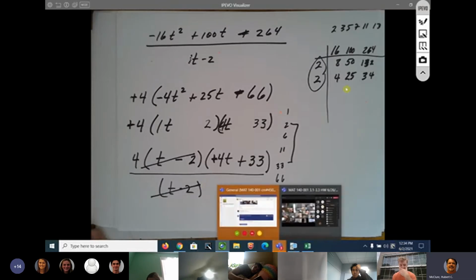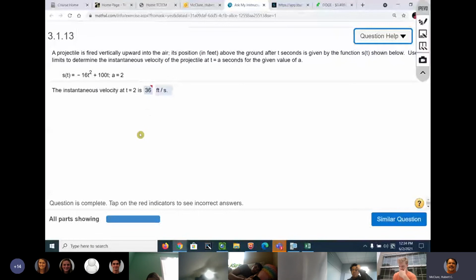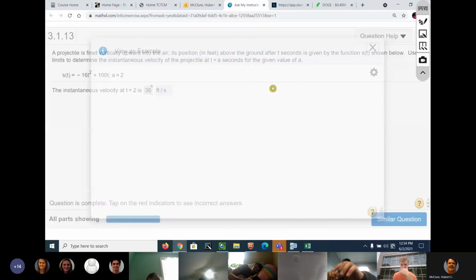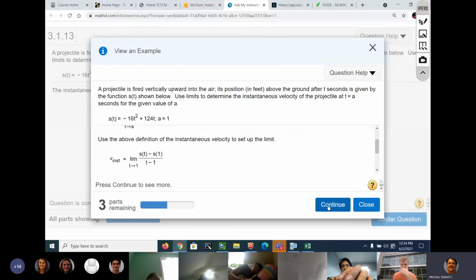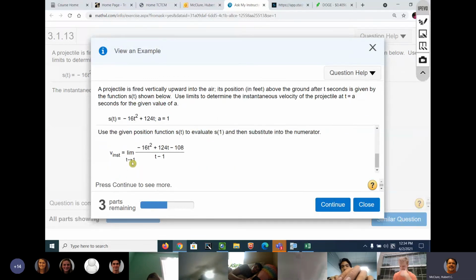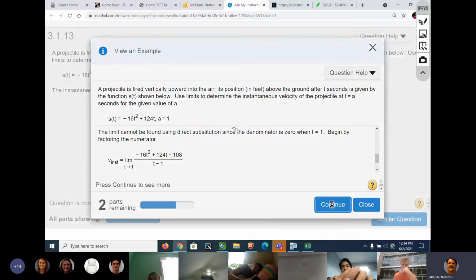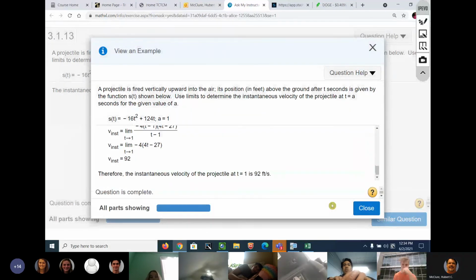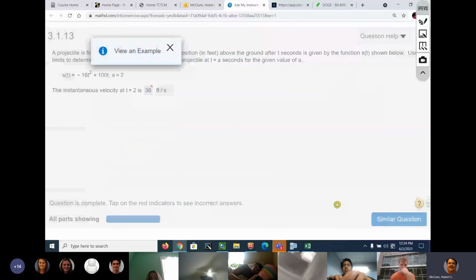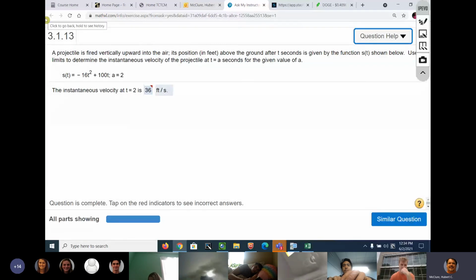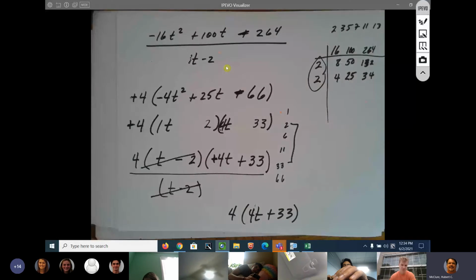And the limit, let's see what their limit says. Yeah, limit as t approaches 2. That's what I thought it was. And you plug that in, and that should be what you get. So plug in t equal to 2, and that's going to be 4. Sorry. That's going to be 4.